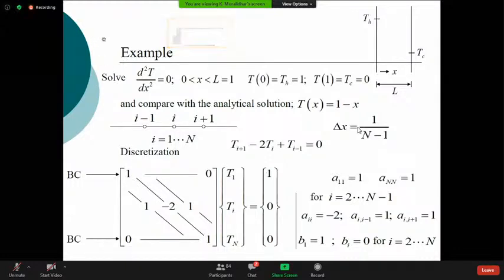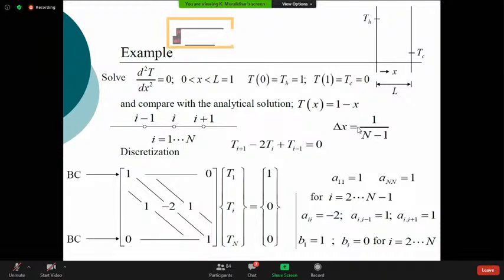So we can ask, do we get diagonally dominant matrices in CFD? Okay, that's the question. To keep the discussion inside one slide, I took this example, d squared T by dx squared equal to 0. With left-hand side boundary condition 1, right-hand side boundary condition 0. This is like a slab problem. The analytical solution is a linear variation in temperature, 1 minus x.